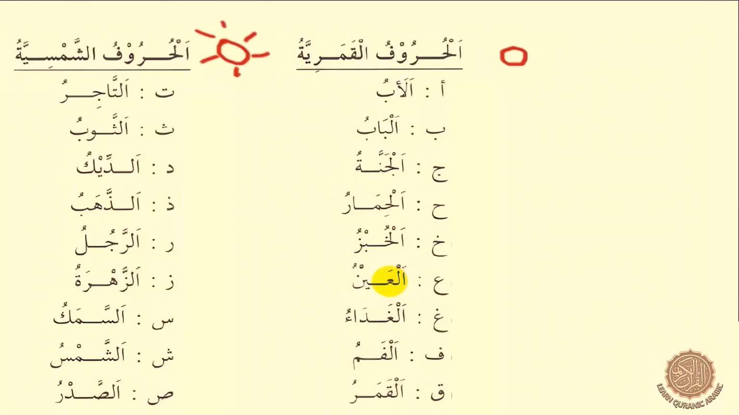The huruf shamsiyah, notice here, we have at-tajiru. At-tajiru, there's a shaddah there. Al-thawb, the garment. Ad-deek, the rooster. Al-dhahab, the gold. Ar-rajul, the man, and so on. Now, it's good to memorize which letters are the moon letters and which are the sun. It will help initially, but then later on, it will become second nature to you.